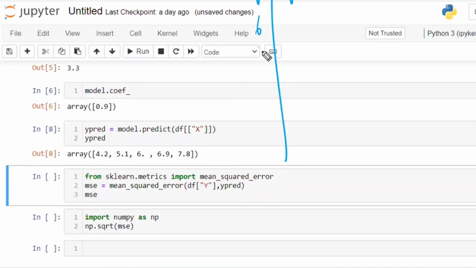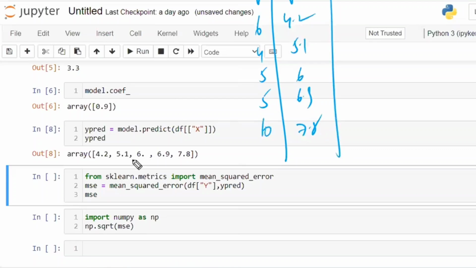Y is 6, 4, 5, 5, 10, and Y-pred is 4.2, 5.1, 6, 6.9 and 7.8. And for this, you have calculated the sum of the squares of errors of the average line. What is the sum of the squares of errors of the average line? 22. And the sum of the squares of errors of the regression line. What is the output? 13.9. Now you are going to calculate the R square.